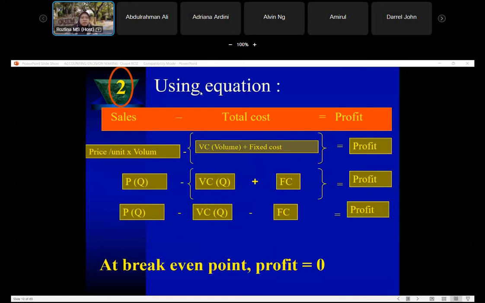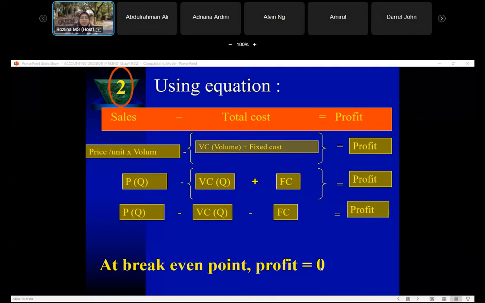Now, by using the equation, profit equals sales minus total cost, you just play around with the formula here. What is the sales? Sales is price times Q. Total cost consists of two elements, variable cost and fixed cost. When you omit the bracket, you get these two minus.